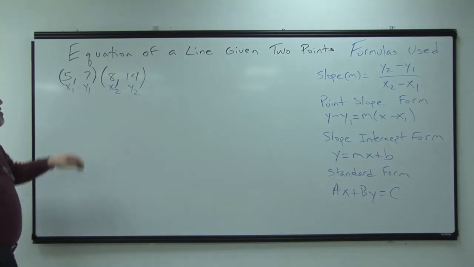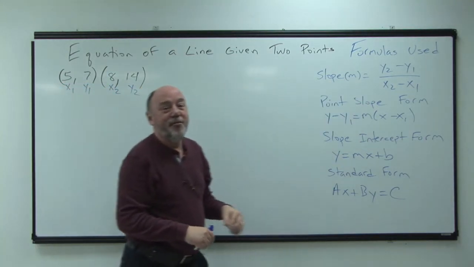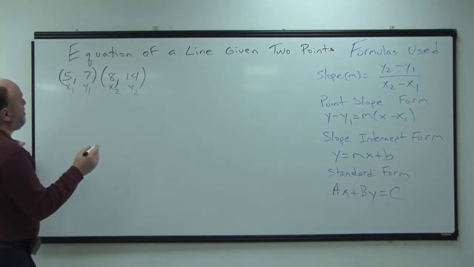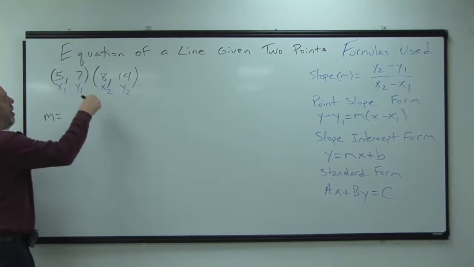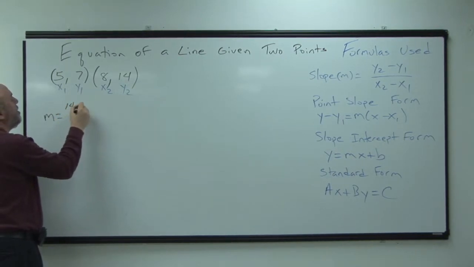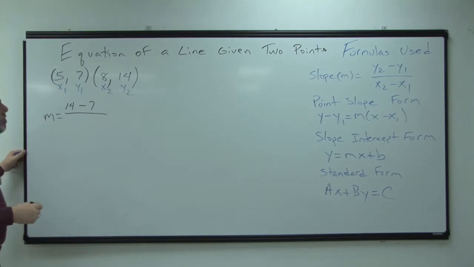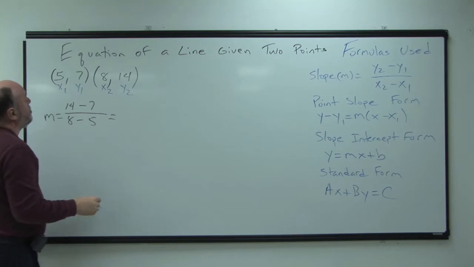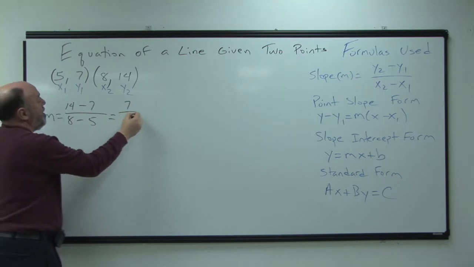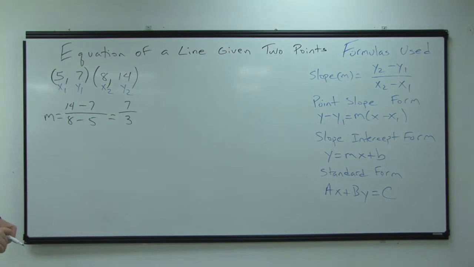And then we're going to take these numbers and plug them into our equation here for determining the slope. So my slope will be given by y2 minus y1, which in this case will be 14 minus 7, over x2 minus x1, which will be 8 minus 5. 14 minus 7 is 7, and 8 minus 5 is 3. So we have that our slope is going to be 7/3.